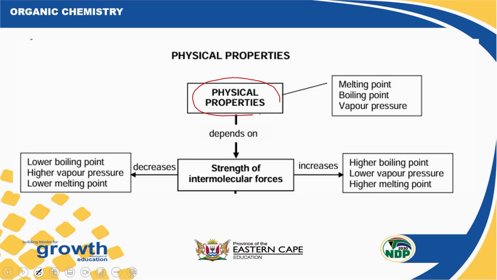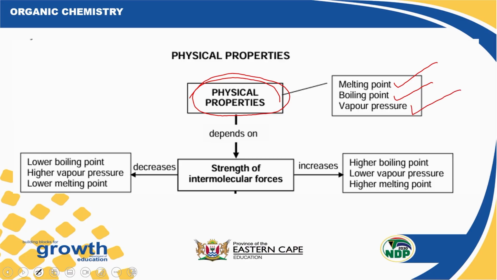Now, we go to the second question, which is question 3 on organic chemistry. Question 3 looks at the physical properties. Now, if we talk about physical properties, there are 3 physical properties that we look at. Your physical property number 1, it is a boiling point. Physical property number 2 is your melting point. And physical property number 3, it is the vapor pressure.